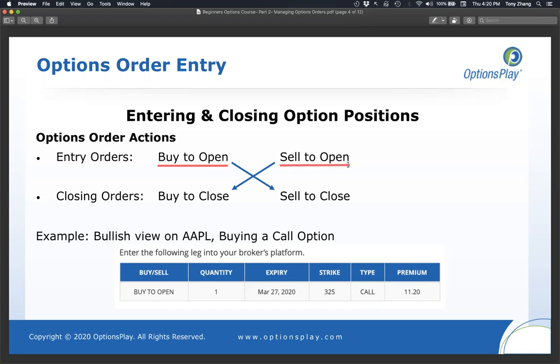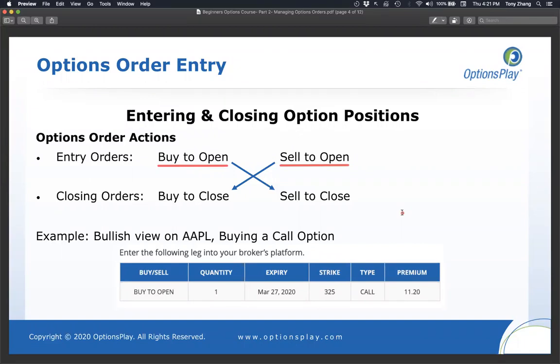Think of this as whether you want to buy a stock or short a stock to enter the position. You can buy a call option, you can sell a call option, you can buy a put option, or you can sell a put option to enter your trade. Now, whenever you're entering your trade, you must specify a buy to open or a sell to open.